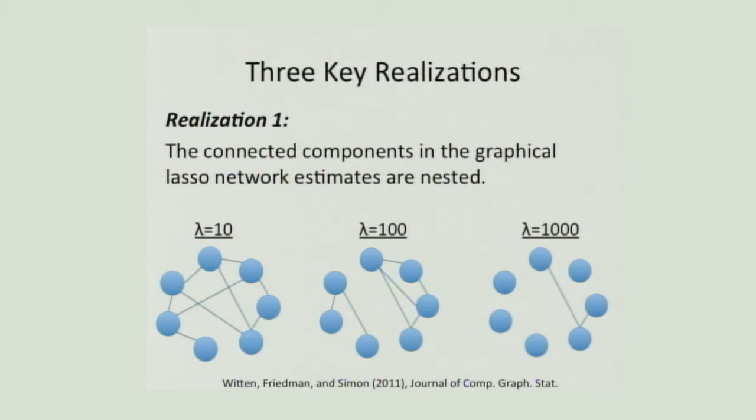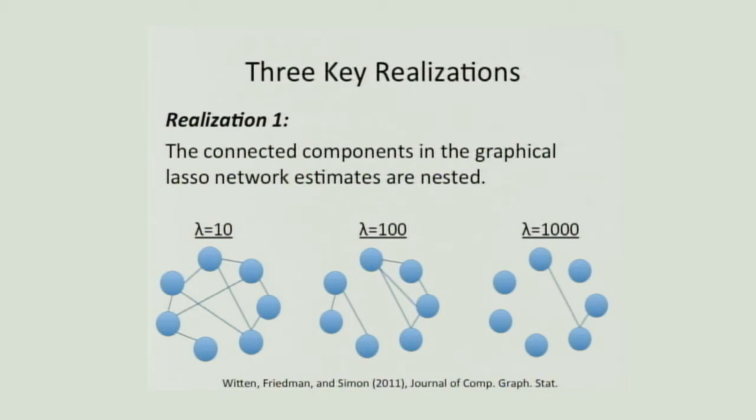So what do I mean by this? Here's a little example with 7 nodes, and I have 3 values of lambda. Of course, as lambda increases, we get fewer and fewer edges in our network. I'm not saying that once an edge leaves the network, it's always going to be gone, because we can see some examples where there's an edge that's there when lambda equals 10 and is gone when lambda equals 100 and comes back when lambda equals 1,000.